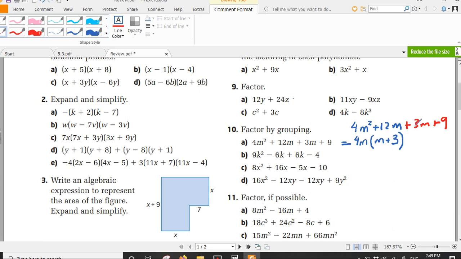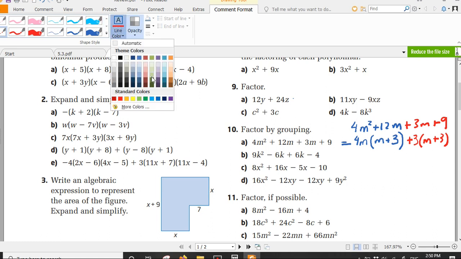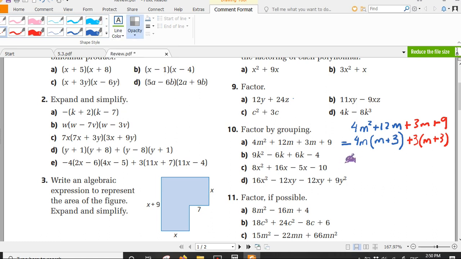Now let's look at these 2 terms. What can I factor out of these 2? 3 and 9. 3 is the only thing I can factor out. So what's left in the bracket? Just m plus 3, because 3 times 3 is 9. Now next step, once I have them both factored, I should have a similar bracket in both. And in both cases I have an m plus 3.